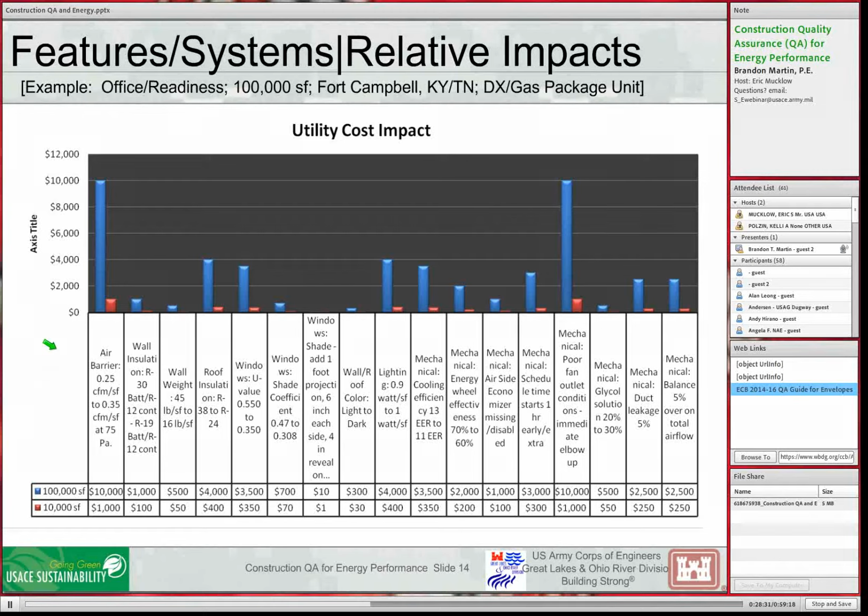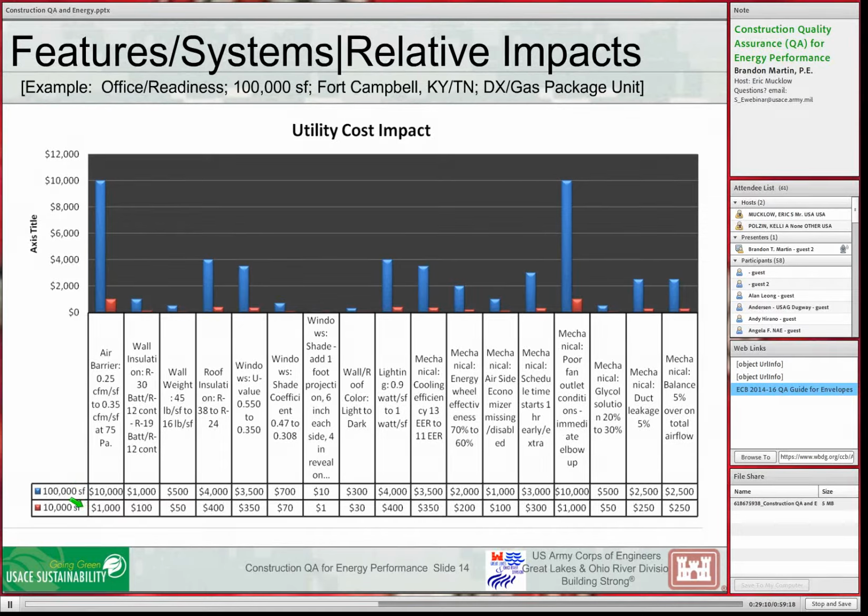I know that at Fort Campbell, when you have a gas and electric energy use mix, the average utility cost is $1 per square foot. So at 10,000 square feet, I just made that a tenth of what the cost would be at 100,000 square feet. Not exactly right, but I'm just showing you a rough order of magnitude. Notice for an air barrier at 100,000 square feet, that change from 0.25 CFM per square foot to 0.35 CFM per square foot is $10,000 a year. That is per year. That's something we do want to pay attention to. For a 10,000 square foot building, it's $1,000 per year.